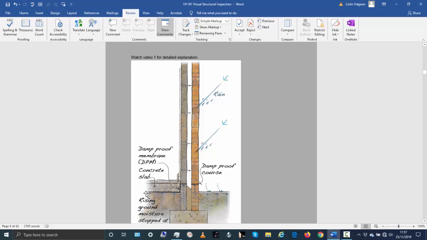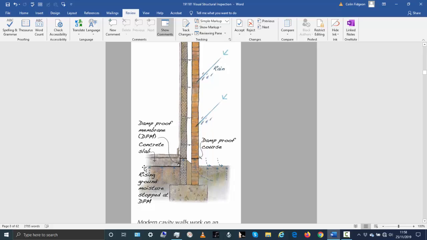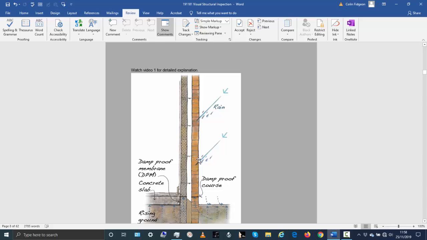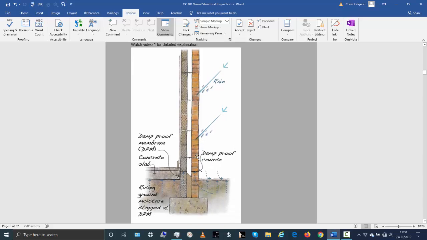Now, also what you have is a DPM, a damp-proof membrane, that's it there in black, which stops rising damp. And you have a DPC here, which also stops rising damp, a damp-proof course in the brickwork. So modern construction takes a very different approach, where it stops moisture from entering the building with a cavity barrier here and with a plastic membrane barrier here. And that works quite well also.